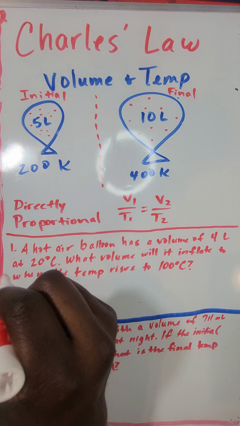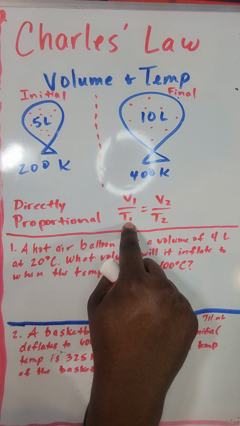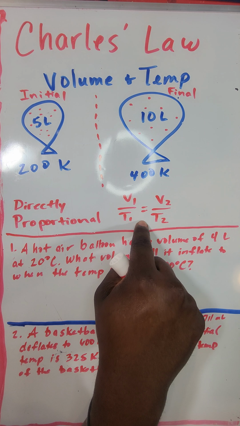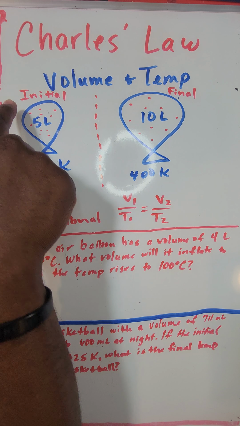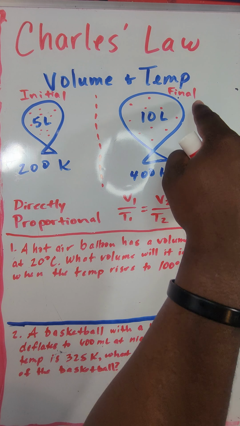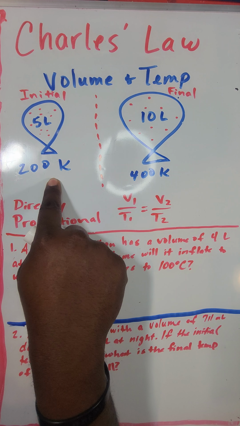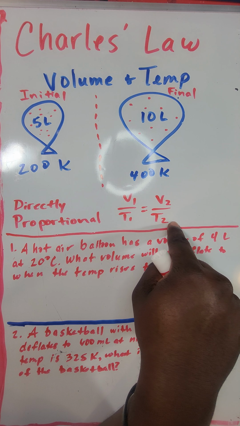I left out the O. So it's directly proportional. Okay, and so the formula for this is V1 over T1 equals V2 over T2, where the ones mean our initial or the beginning, and the twos mean our final or at the end or our resulting. Okay, because everything again is before and after. So this is our before, this is our after.